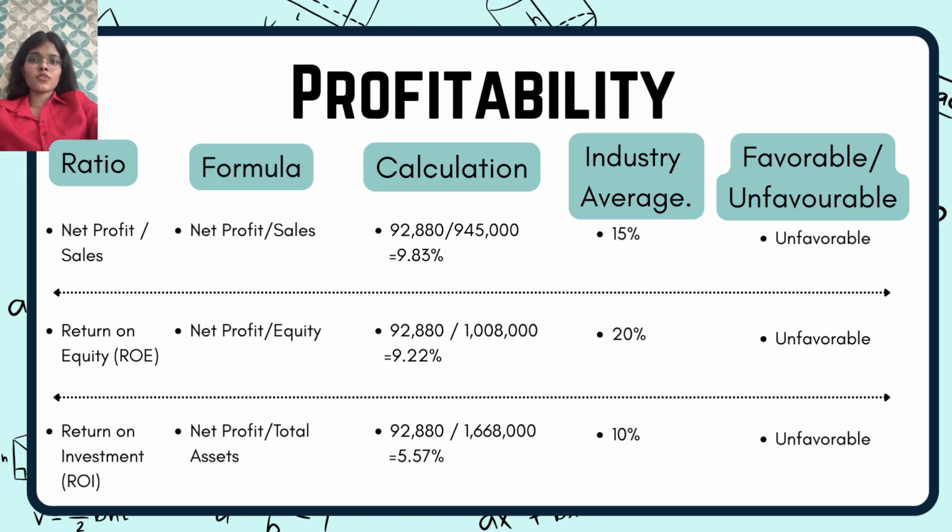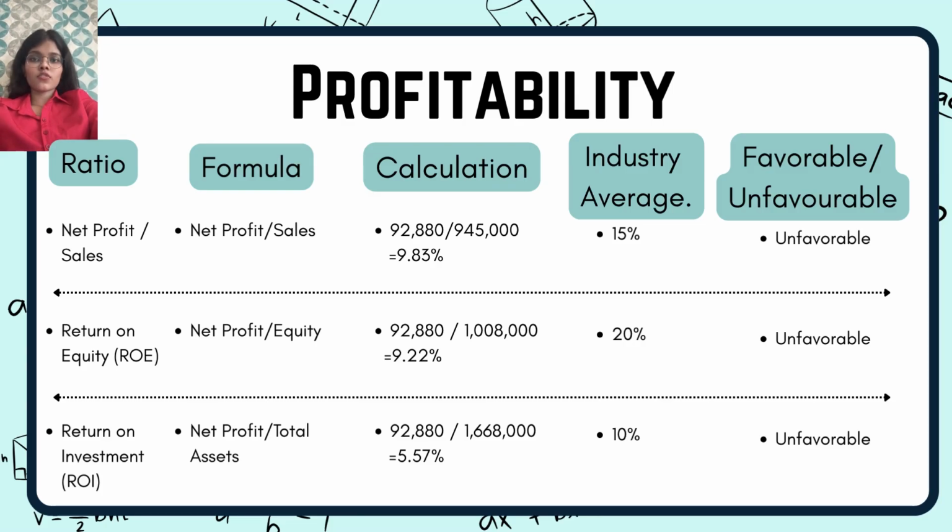For the return on equity, the formula is net profit divided by equity. Therefore, return on equity is 92,880 divided by 1,008,000, resulting in 9.22%. The industry average is 20%. This is unfavorable, indicating that KEC's return to the shareholder is relatively weak.